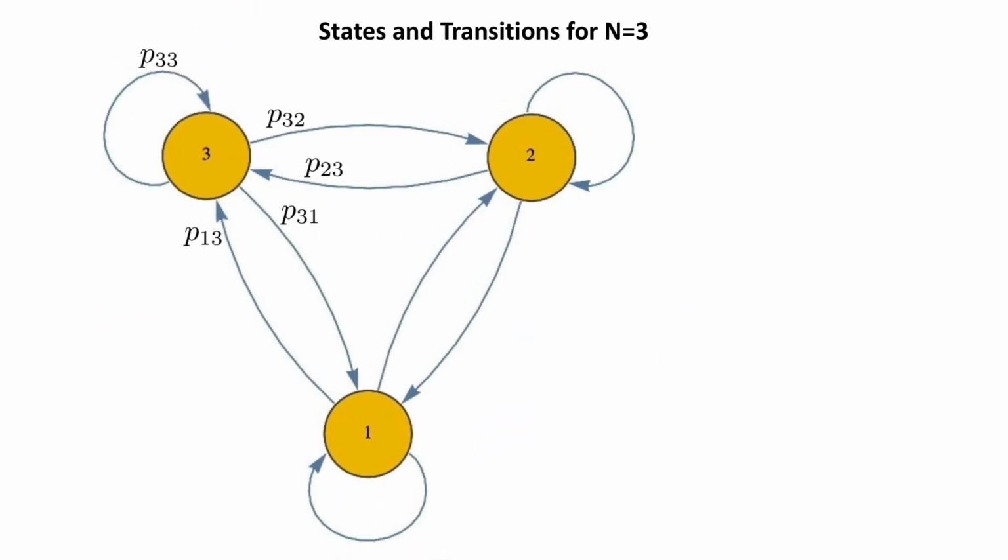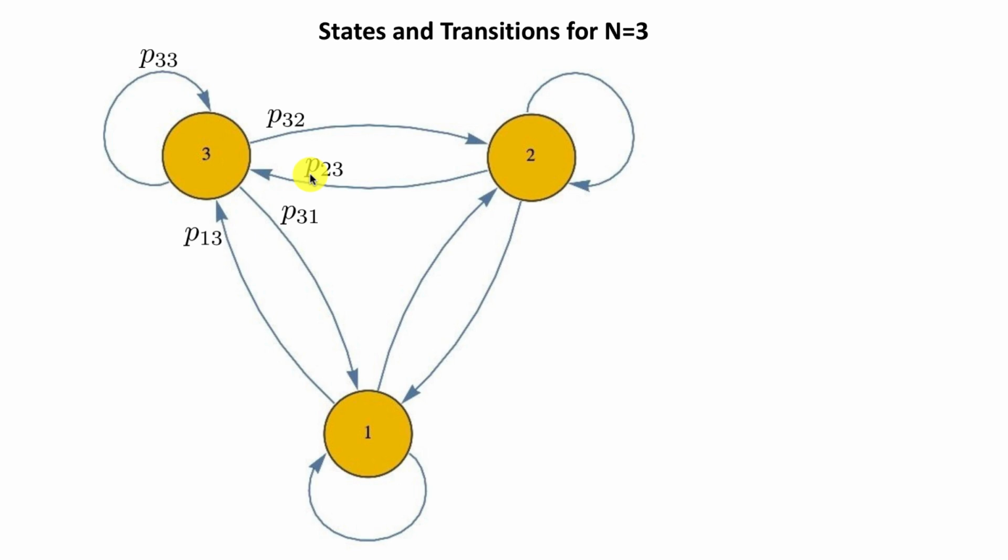To establish the notations and get some concepts, let's look at a system which has n equal to 3 possible states: state 1, state 2, state 3. Now here are the probabilities. If the system is in state 3, then the probability that it will remain in state 3 is P33. The probability of going from state 3 into state 2 is P32, and from 2 to 3 is P23.